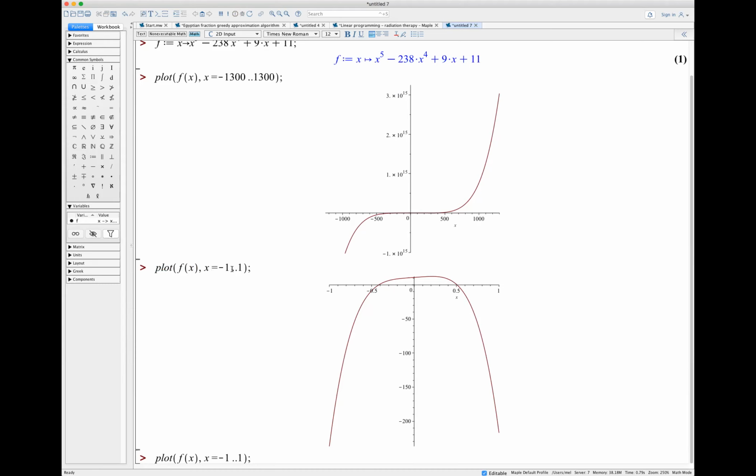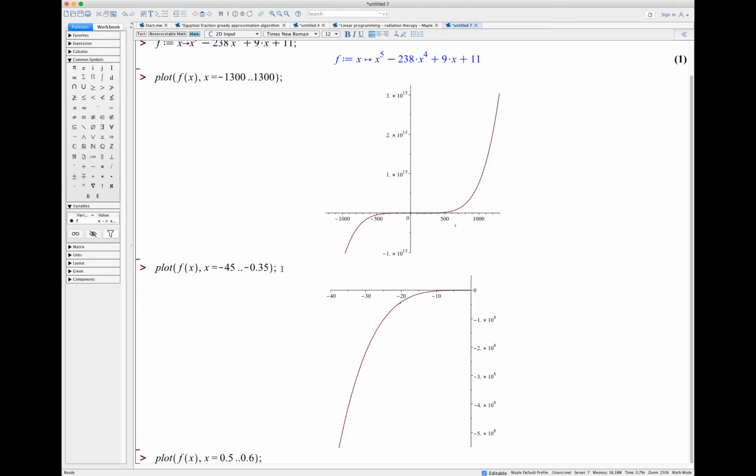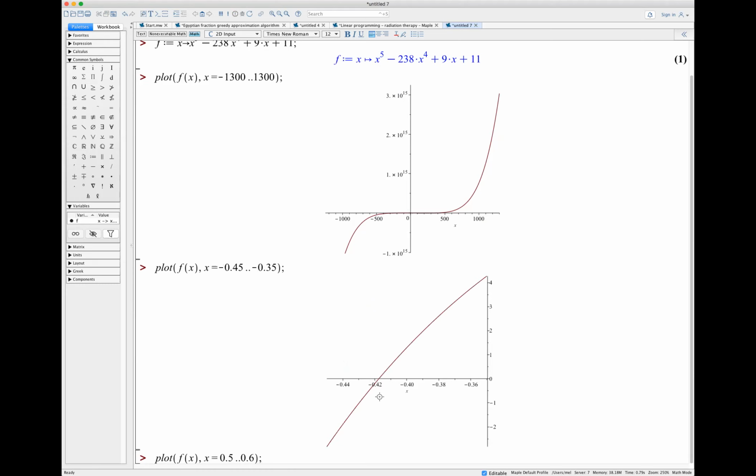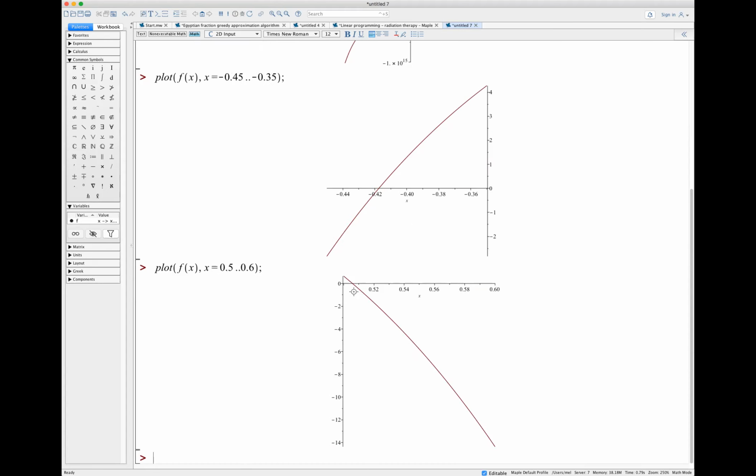So this is between maybe minus 0.45 and minus 0.35. And this one is close to 0.5, so maybe between 0.5 and 0.6. There we go. So this point is somewhere around minus 0.42. This point somewhere around 0.51. Let's just blow these both up a little bit.